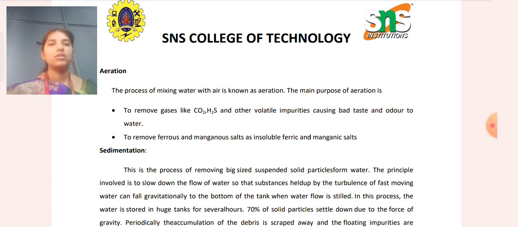Next one is aeration. The process of mixing water with air is known as aeration. The main purpose of aeration is to remove gases like CO2, H2S and other volatile impurities causing bad taste and odor to water, and to remove ferrous and manganese salts as insoluble ferric and manganic salts.